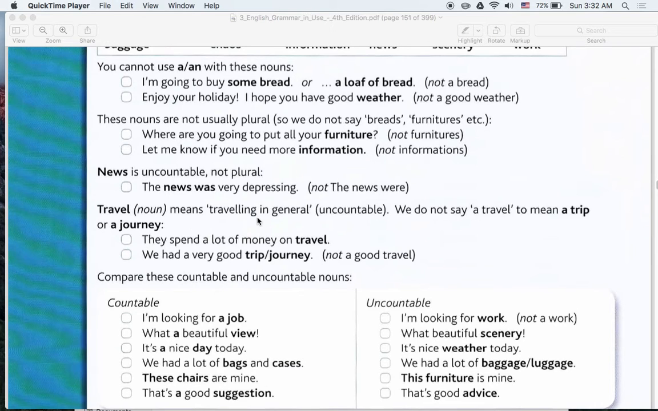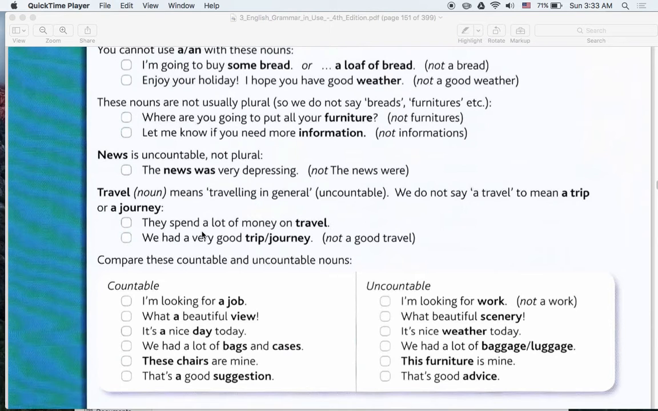Travel, noun, means traveling in general, uncountable. We do not say a travel to mean a trip or a journey. They spend a lot of money on travel. So no article. We had a very good trip, journey, not a good travel.